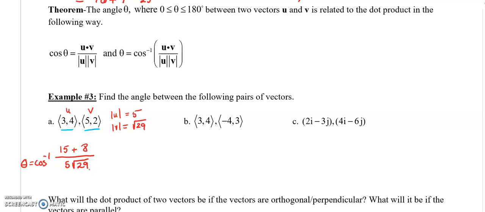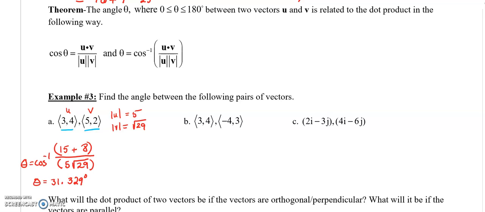And so now I have theta equals cosine inverse of (25 plus 8) all over 5 root 29. I want you to take a moment, go get your calculator, make sure it is in degree mode, and find this angle. If you didn't get this correct, I want you to take a moment and check my grouping symbols. Also make sure you're in the right mode, but theta should equal 31.329 degrees.